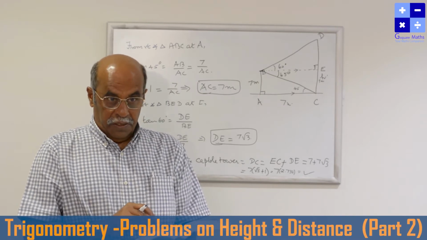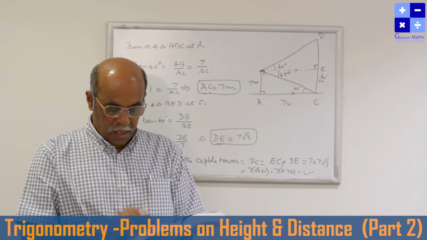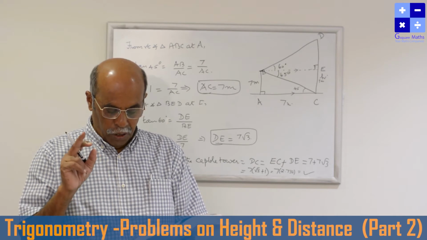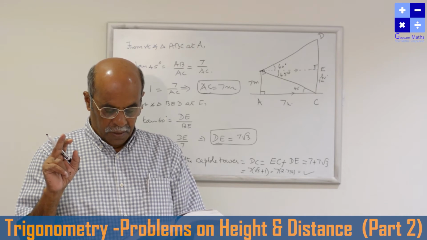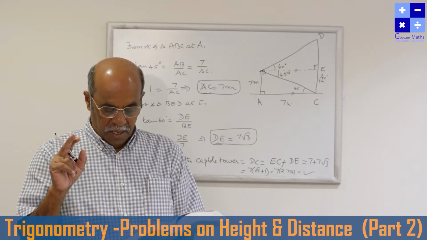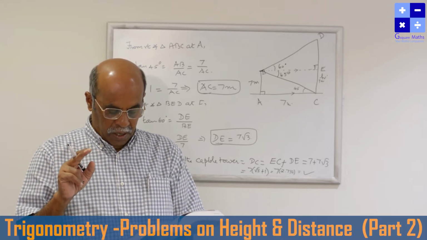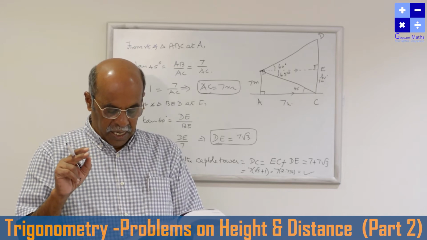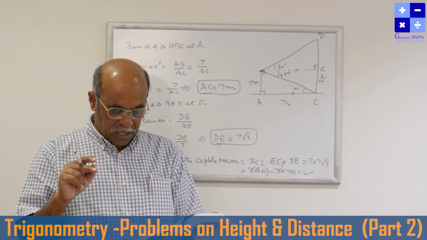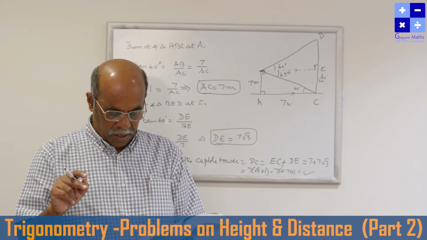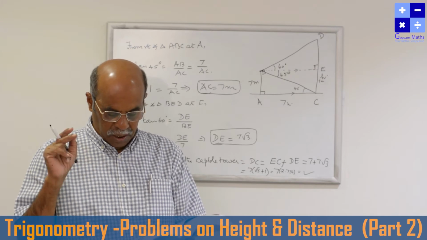This is another CBSE exercise problem, number 14. A girl spots a balloon moving with the wind in a horizontal line at a height of 87 meters from the ground. The angle of elevation of the balloon from the eye of the girl at any instant is 60 degrees. After some time, the angle of elevation reduces to 30 degrees. Find the distance traveled by the balloon during this.